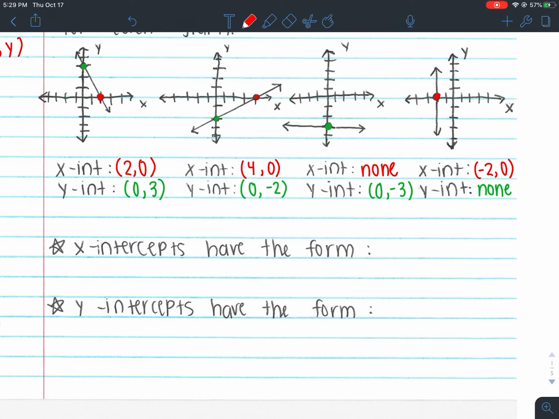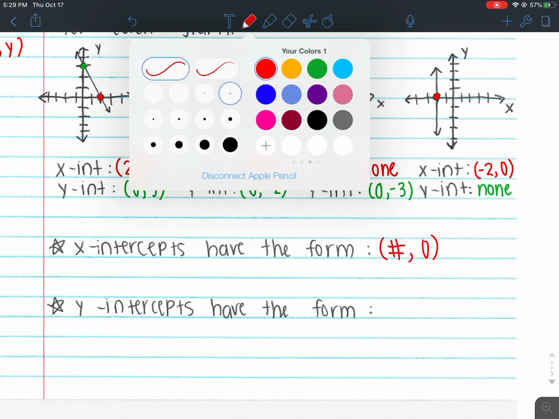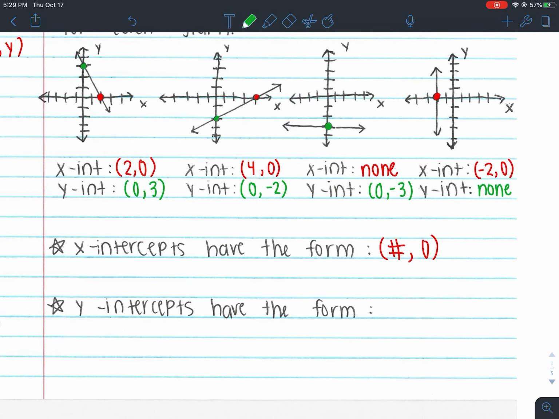Okay, so I want you to look at all of your x-intercepts, all of the ones that we wrote in red. And I know one of them doesn't have one, but look at all of the ones that we wrote in red. What do you notice about all of these that they have in common? Well, the thing that they have in common is that all of the y values are zeros, right? So there's some number in the x value, and then there's a 0 in the y value. So they all have the form a number and then a 0, right?